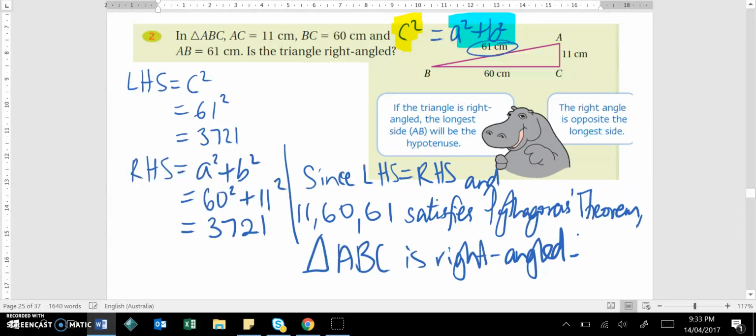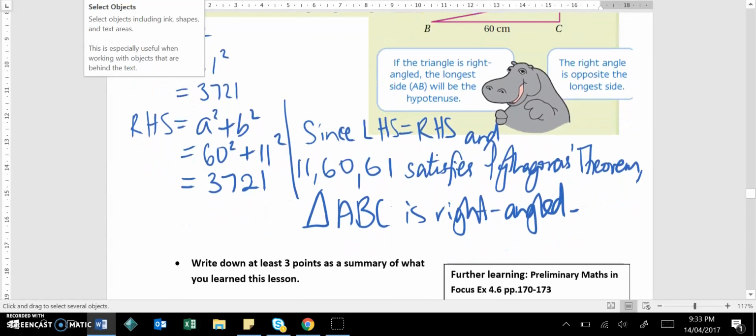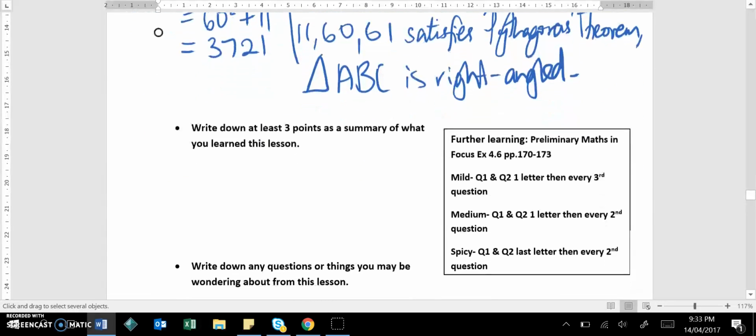Fantabulous. What we've actually done is work backwards to prove that the triangle is in fact right-angled because those 3 numbers work inside Pythagoras' theorem.